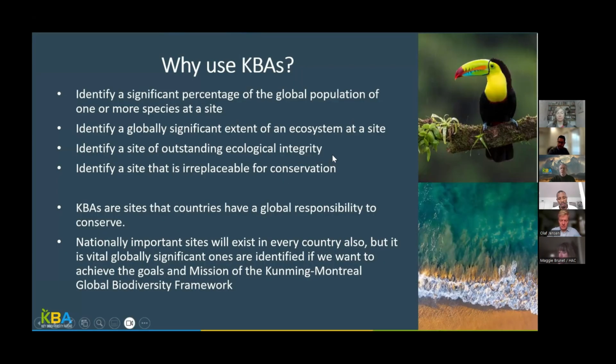So why would you use KBAs and not another system? They're globally significant sites for conservation, and they're globally significant because you have above a certain percentage of the global population of a species at the site, or above a certain percentage of the global extent of an ecosystem at a site, or it's an outstanding site for ecological integrity or irreplaceability. Every country is going to have sites that are nationally important or regionally important also. But what KBAs help you identify is which sites are globally important and for which your country has a significant role to play in the conservation of that species or the ecosystem.